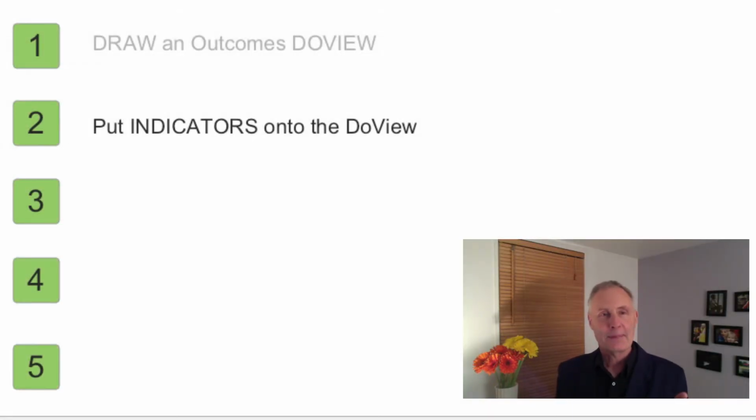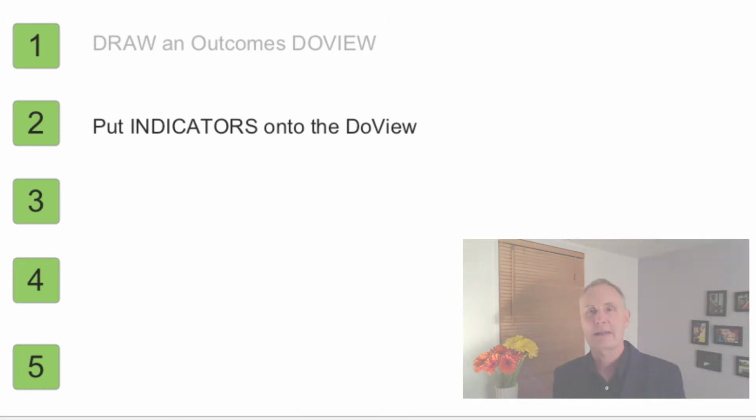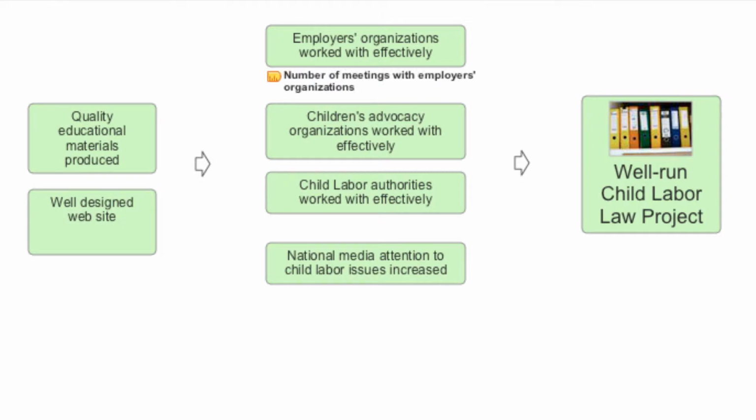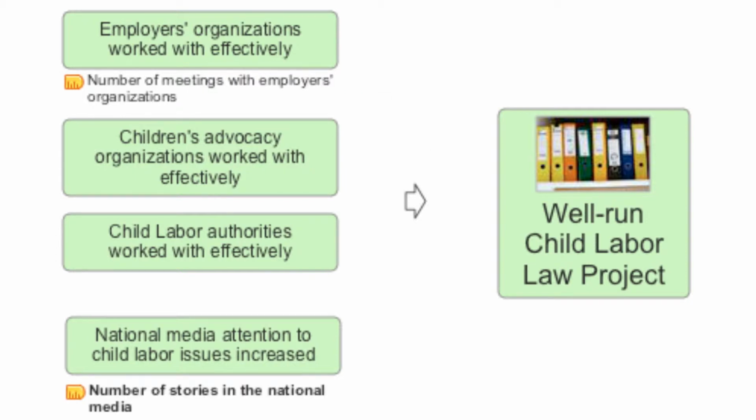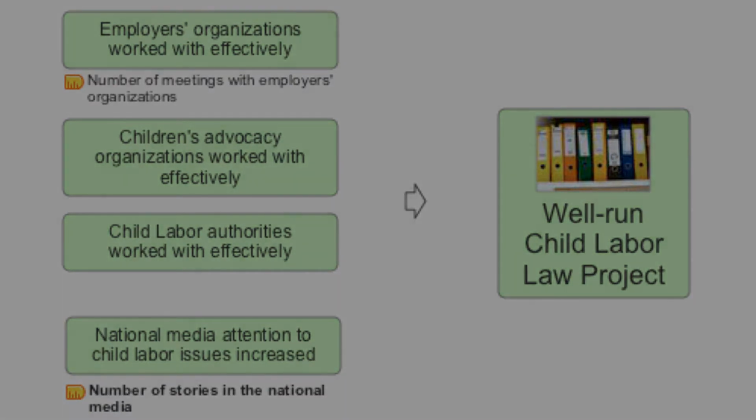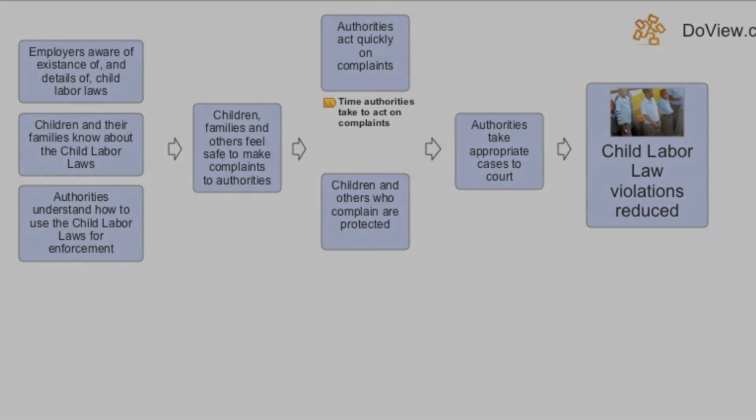The second step is to put indicators onto that model of the program, and that's what we're going to look at now. So here we've put an indicator, the number of meetings with employers' organisations. That's going to measure a partial indicator of employers' organisations worked with, the number of times you meet with those organisations, and down the bottom here the number of stories in the national media. So in this step in the model we just simply put indicators next to boxes within the DoView of the program. At the higher level we have some examples.